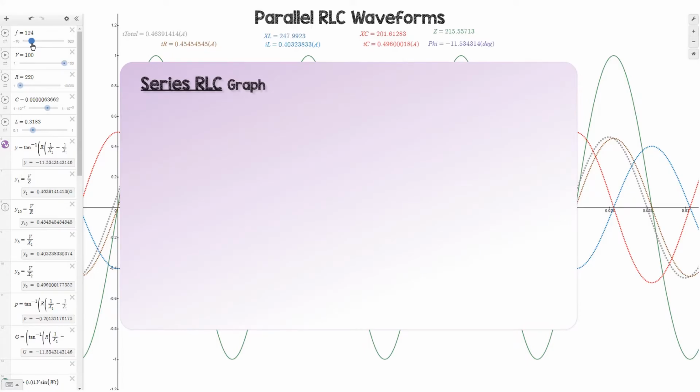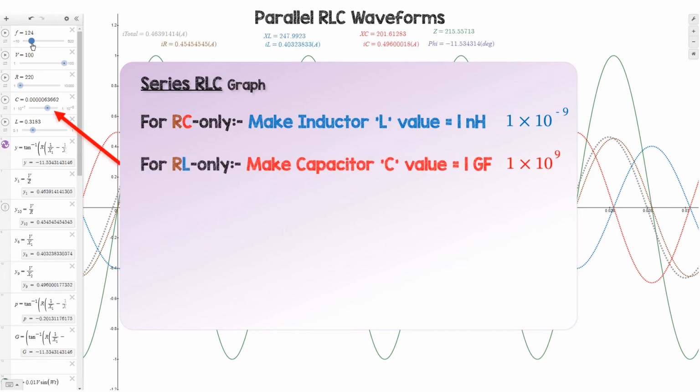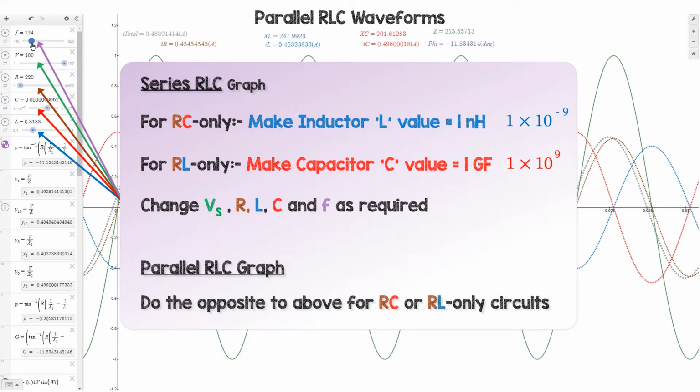With the series RLC graph, that web link, if you want only a resistor capacitor circuit, then make the inductor value very, very small, say 1 × 10⁻⁹ Henry. For a resistor inductor circuit, make the capacitor massive. And change the supply voltage, the resistance, inductance, capacitance and frequency as required. For the parallel RLC graph, do the opposite to the above for an RC or an RL circuit.